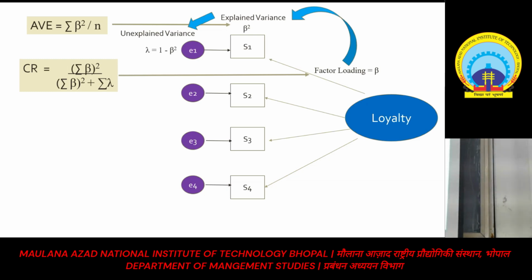The CR ratio should be more than 0.7. Cronbach alpha should be more than 0.7. Write it down. This is the reason. The composite reliability should be greater than 0.7. Cronbach alpha should be greater than 0.7. Done.